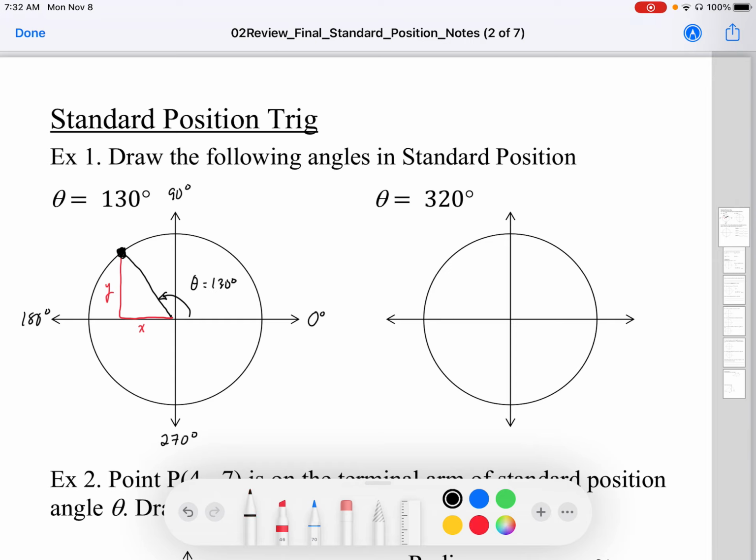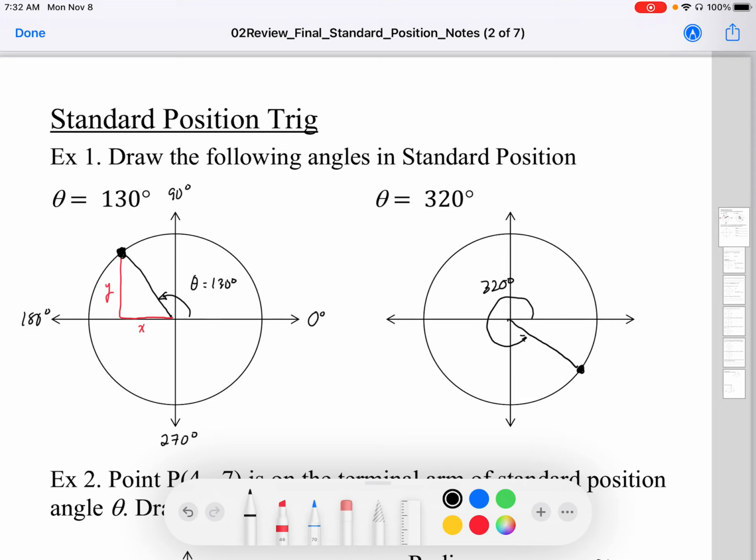For 320 degrees, we have to go past 270. So we're going to again start our initial arm. We're going to go around, past 270, about 50 degrees past 270, maybe somewhere around there. And there is where our 320 degree rotation is going to get us.